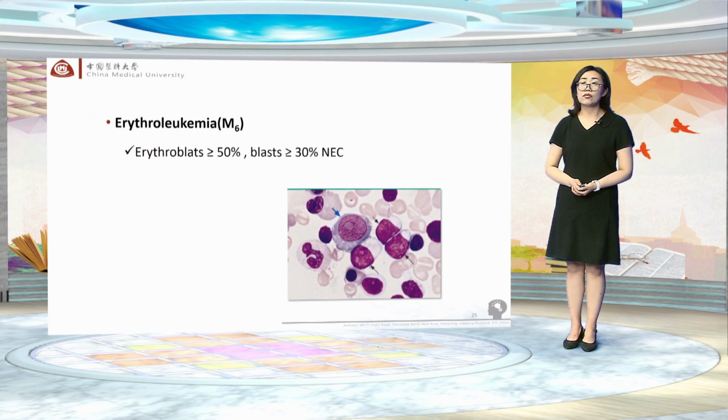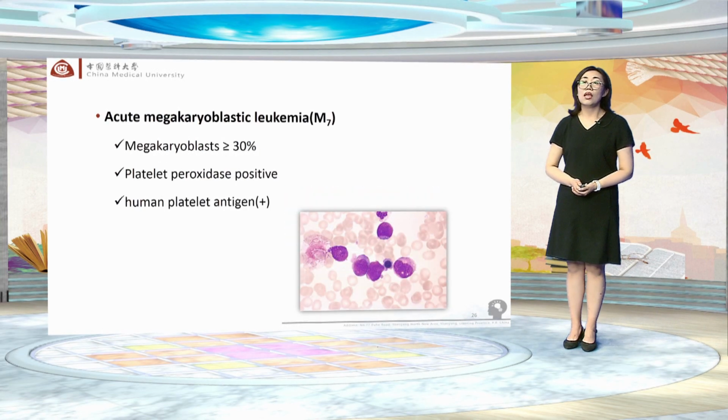M6 is the erythroid leukemia. Erythroblasts, the blue area, are at least 50%. The blasts, the black arrows, including type 1 and type 2, are at least 30% of NEC. M7 is the acute megakaryoblastic leukemia. The megakaryoblasts are at least 30%. Platelet peroxidase is positive. Human platelet antigen is positive.